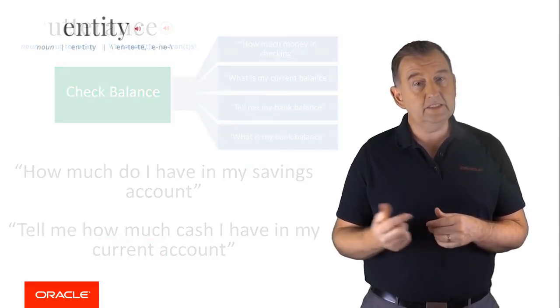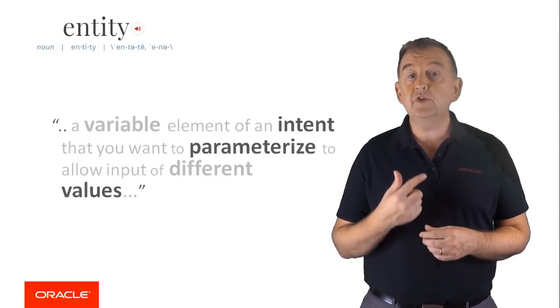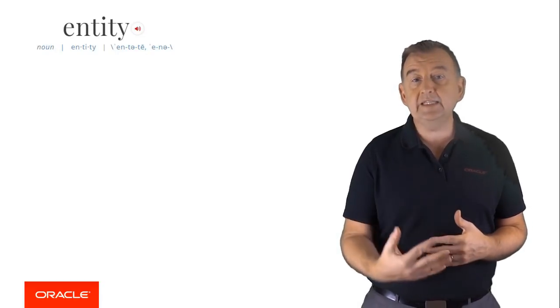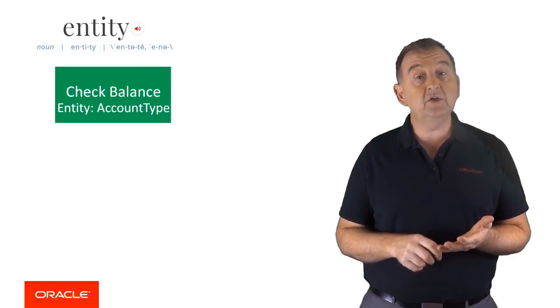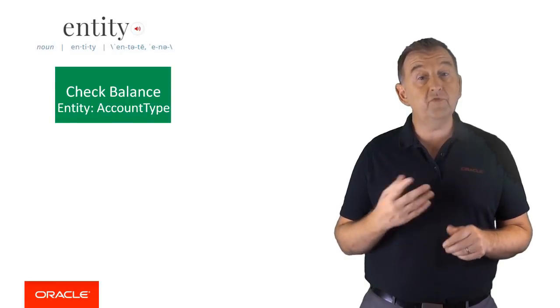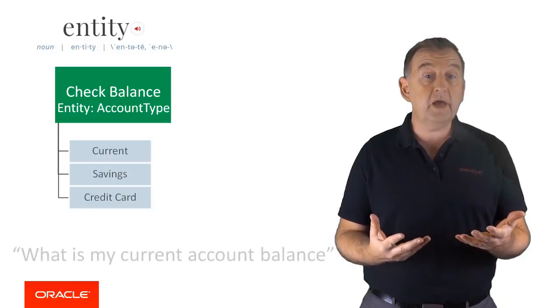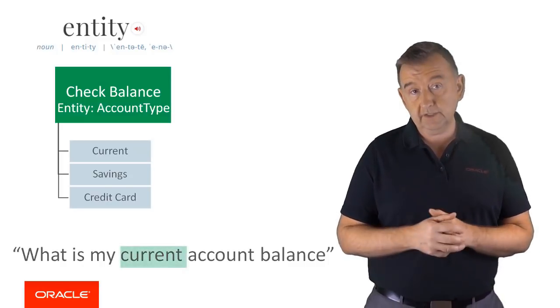And this is where we introduce entities. An entity is a variable element of an intent that you want to parameterize so that the user has the option of inputting different values, although it's still resolving to the same intent. So the bot will firstly resolve the intent, then secondly it resolves the entity associated with the intent and assigns it to a variable which you can then use in a REST call or however you retrieve the bank balance. For the check balance intent, I might choose to create an entity called account type, which is identified by one of 3 possible values: current, savings, and credit card. So when I ask what's my current account balance, the bot will resolve to the check balance intent and it will identify that account type should be set to current.